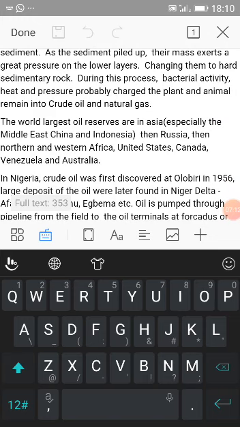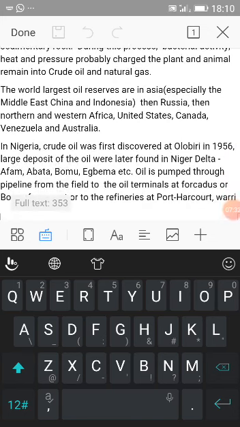Now the world's largest oil reserves are in Asia, in China and Indonesia especially, and then Russia comes next. After Russia we have northern and western Africa. That's why in Nigeria we have crude oil. United States, Canada, Venezuela, and Australia are all other reserves of oil.